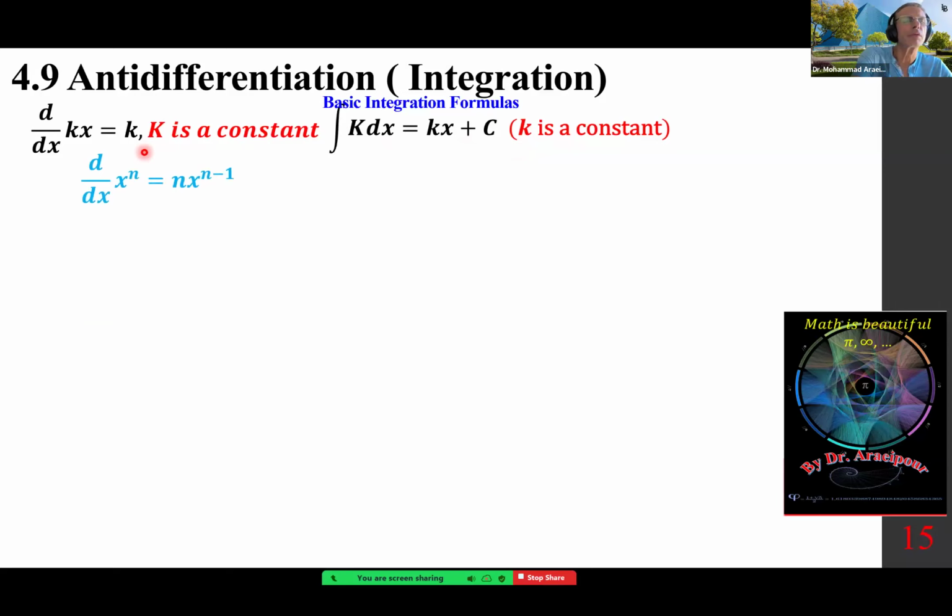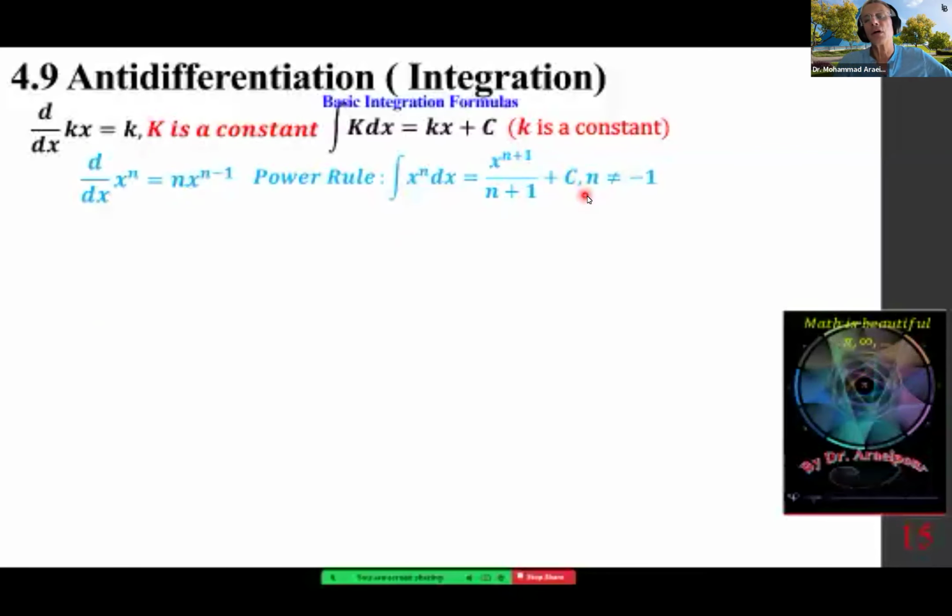The power rule: the derivative of x to the power of n is nx to the power of n minus 1. So the integral of x to the power of n dx must be x to the power of n plus 1 over n plus 1. And of course, n cannot be negative 1 because the denominator can't be 0.